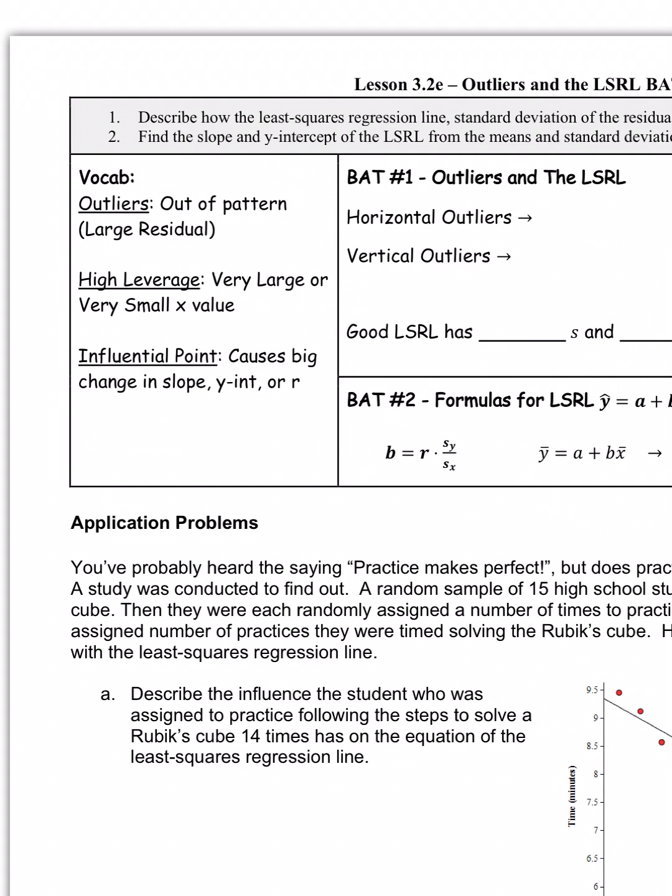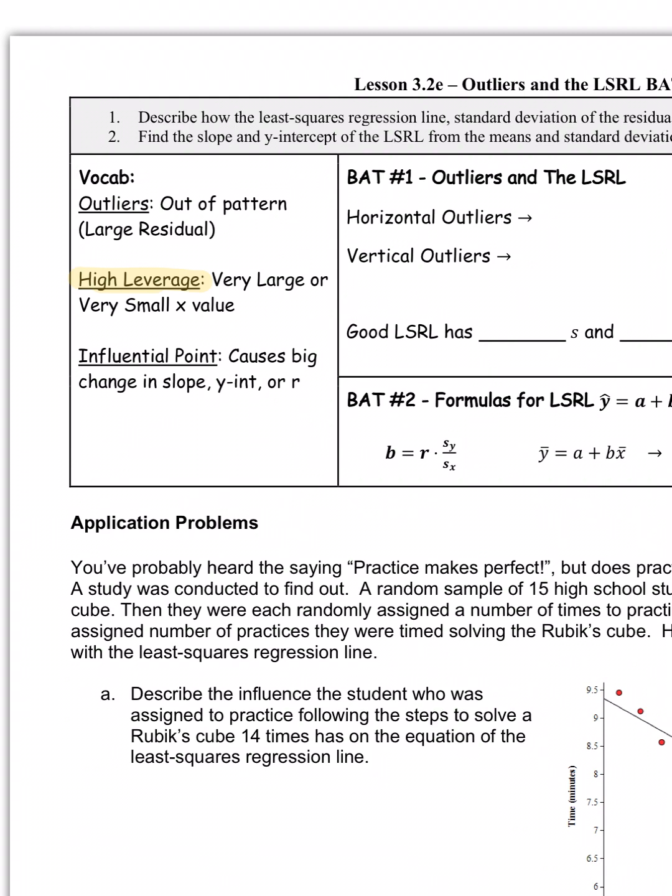Then we have, here's a new term for you, high leverage. Think about your seesaw on the playground. Which ones tilt the line? Well, those were the horizontal outliers, right? Very large or very small x values. Those are high leverage points.